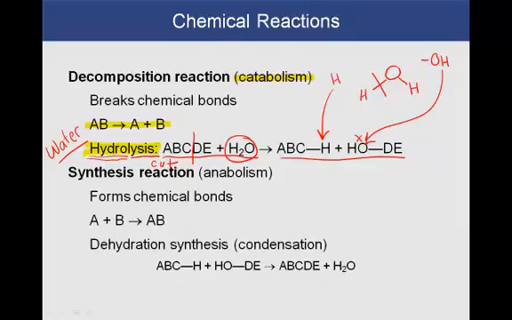A synthesis reaction is similar, it's kind of like the opposite of the decomposition reaction. Synthesis reaction is called anabolism. Now, many of you have heard of anabolic steroids. And what do anabolic steroids do? They build up the body. So an anabolic reaction or a synthesis reaction is going to form chemical bonds that's going to produce larger molecules. The form of an anabolic or synthesis type reaction is A plus B yields AB.